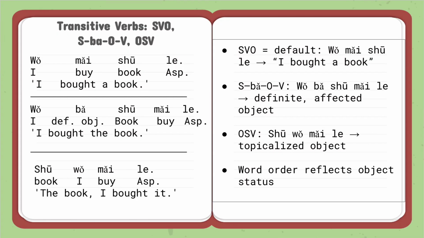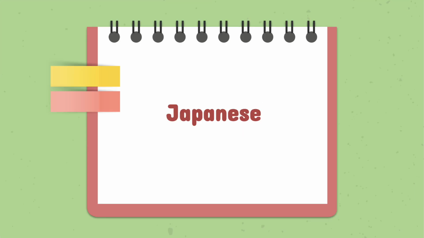For transitive verbs, Mandarin allows several structures. The basic form is SVO, as in 我买书了, I bought a book. Mandarin also uses the ba construction, like 我把书买了, where 把 marks the object as definite and affected. A third option is OSV, as in 书我买了, used when the object is the topic. This example shows that Mandarin has high word order flexibility, especially compared with Japanese and Tongan.